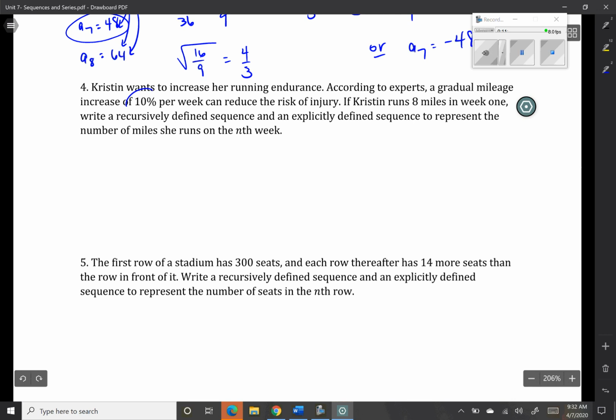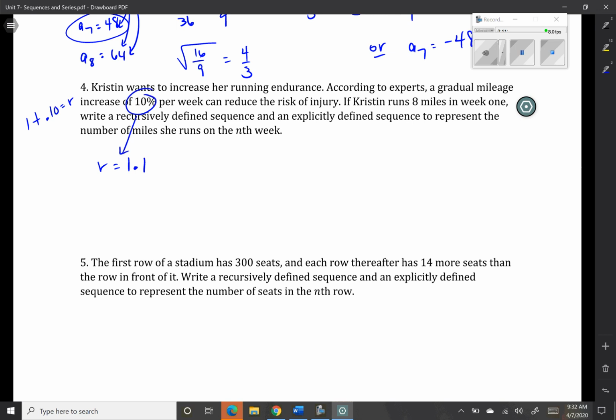So to increase by 10%, the common ratio is going to be 1.1. I need the 1 there to increase the value, okay? Remember, it's always 1 plus the percent is equal to the common ratio.